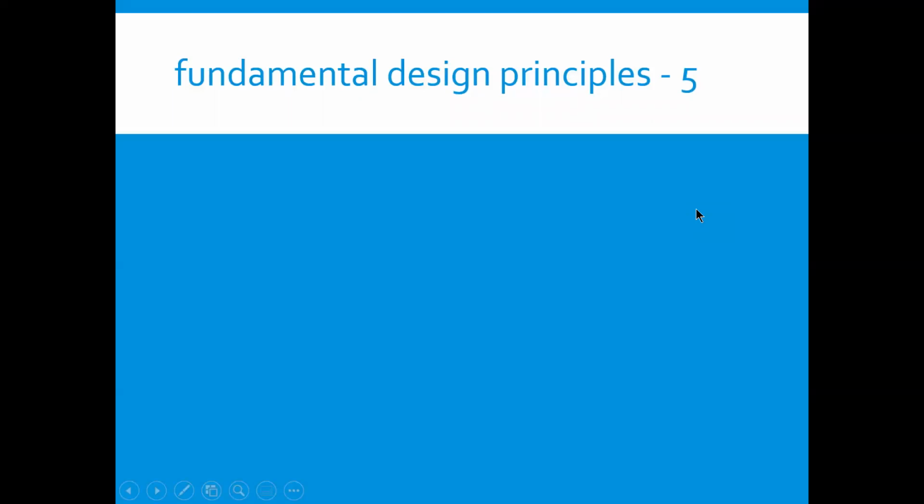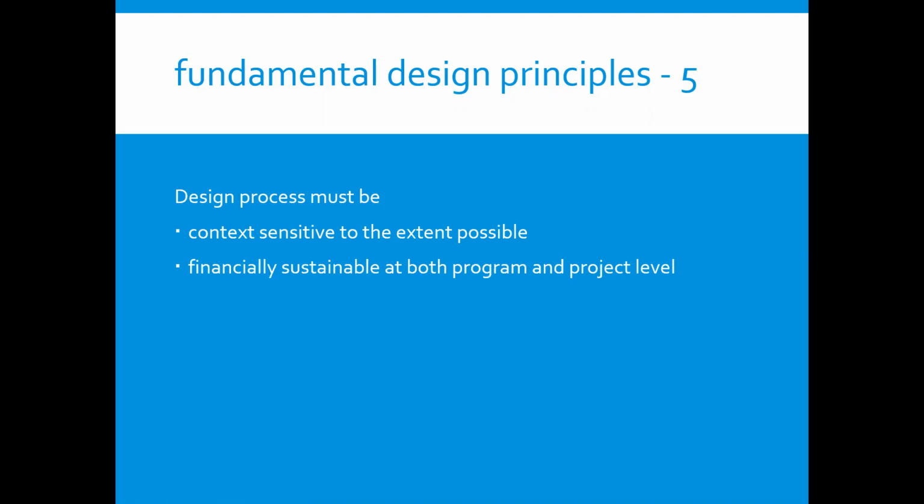Fundamental principle number 5: the design process must be context sensitive to the extent possible, and financially sustainable at both program and project level. The geometric design process needs a more robust set of context definers, and the design process should support or direct design decisions, dimensions, and choices consistent with the defined context.